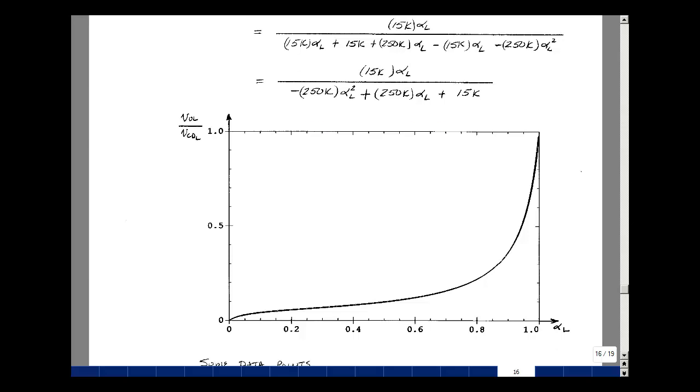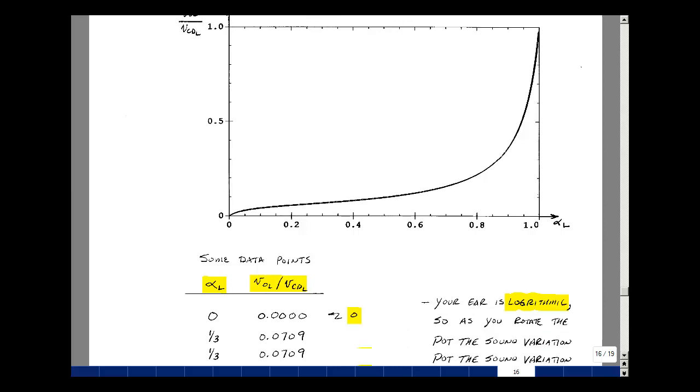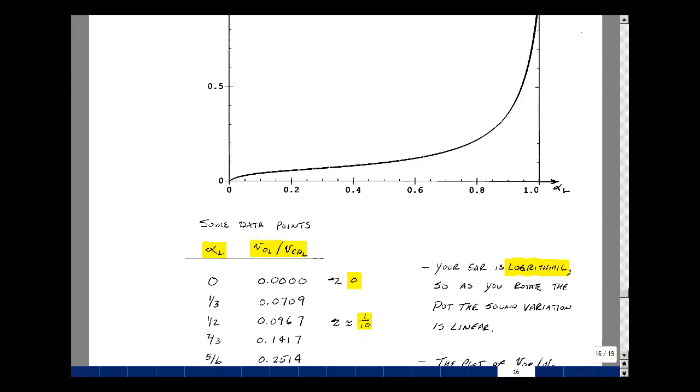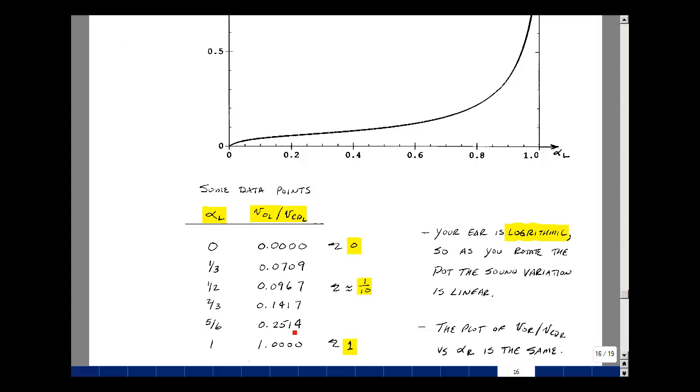And you can see you get what looks like an exponential type curve. And I just took some data points here just to show you what the values are. When we're here at 0, all the way to the bottom, we get nothing out. When we're a third of the way, we get 0.0709. When we're in the middle at half, we get about a tenth of the total value. And then as you approach the other end, you're getting more and more of the signal.